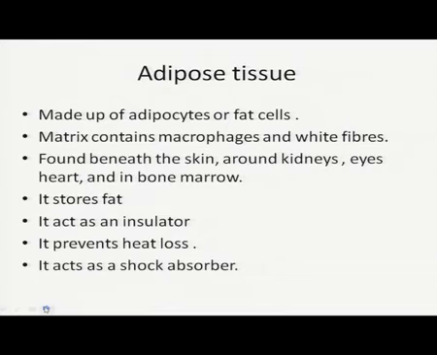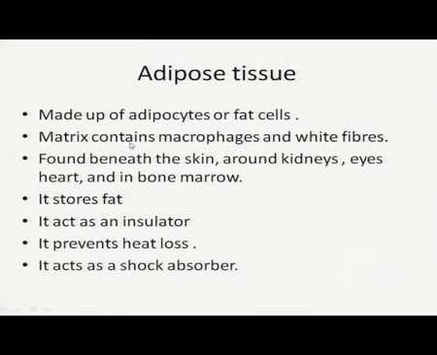Now, coming to the next type of connective tissue. In the first session, we dealt with the loose connective tissue, that was areolar connective tissue. The second type of loose connective tissue is adipose tissue. It is made up of cells known as adipocytes. Cyte means cell, adipose means fat storing cells. So, adipocytes are the fat storing cells which make the tissue adipose tissue.